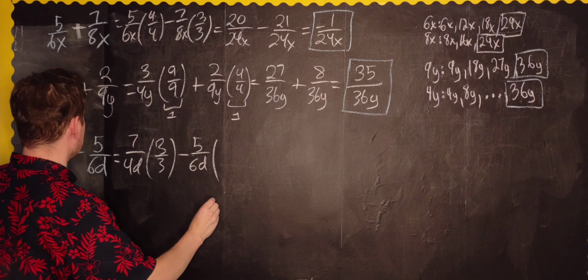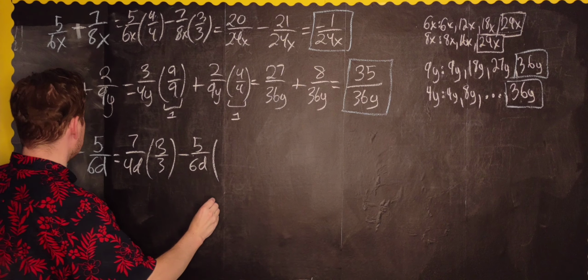And then you go through this. So 7 times 3 is 21. 4d times 3 is going to give you 12d. Minus 5 times 2 is going to give you 10, and then 6d times 2 is going to give you 12d. And then you finish that up. So 21 minus 10 is going to give you 11. The denominator is the same at 12d, so you just copy it once, 12d. And so it's 11 over 12d right here.